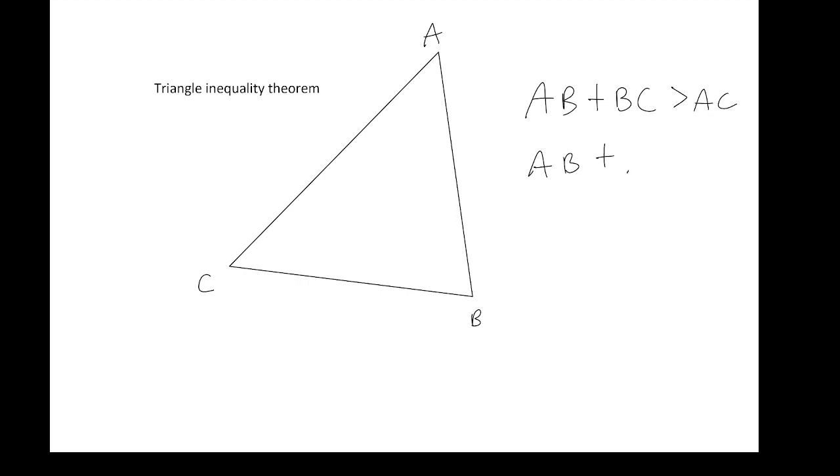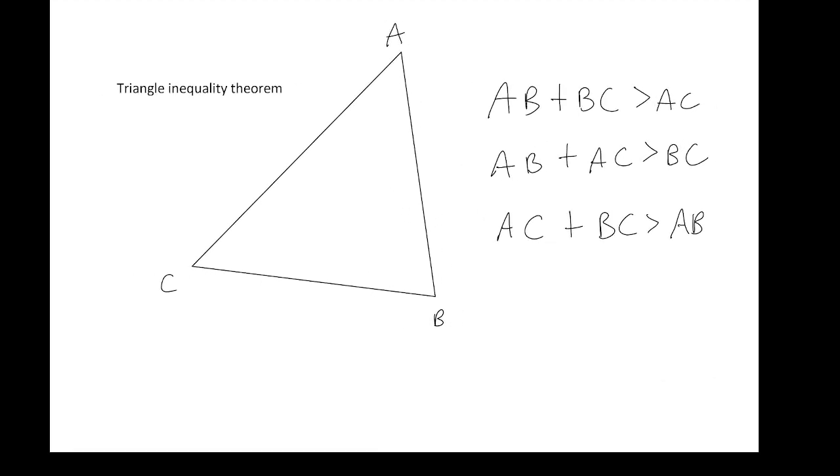We have AB plus AC, which are going to have to be greater than BC. And then all three of these are going to have to be true. There's not a single side that this is going to work out for otherwise. It's not going to be a possible triangle unless AC plus BC is also greater than AB.